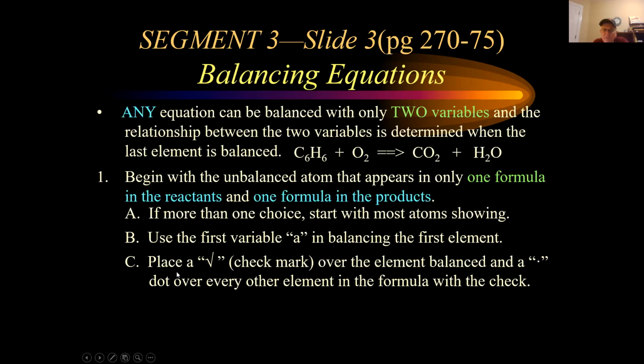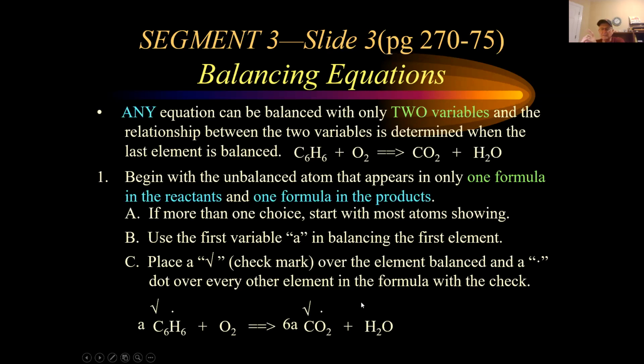Okay. So now once I put A right there, I would check off a balanced carbon and I would put a little dot over hydrogen. So I'm going to check off the one I balanced and dot the ones that are adjacent to it. And you'll see why in just a minute. So let's do this on this real reaction. Here it is. So I put an A here and a 6A there. That means I check off the carbon here and check off the carbon here. I put a dot here and a dot here.